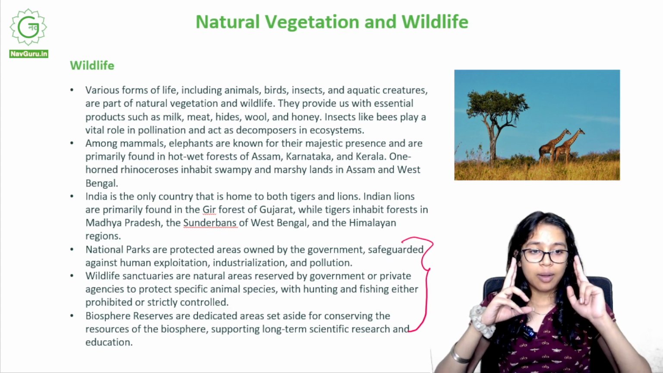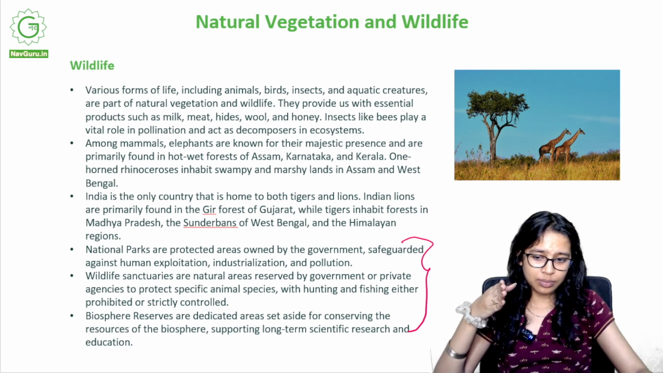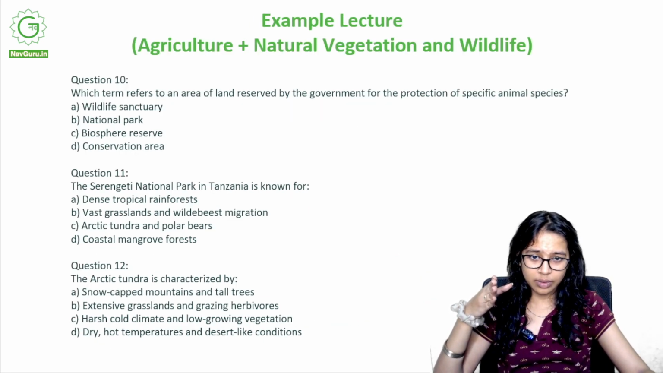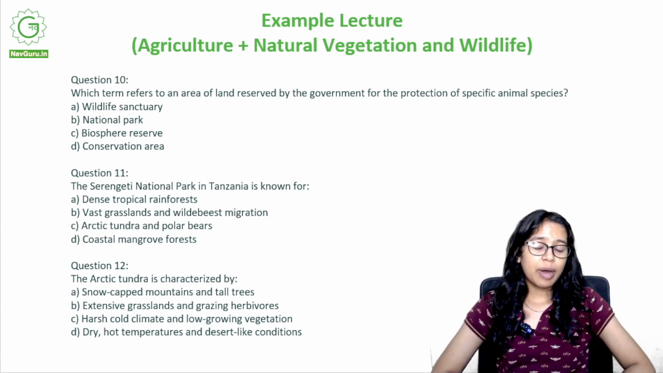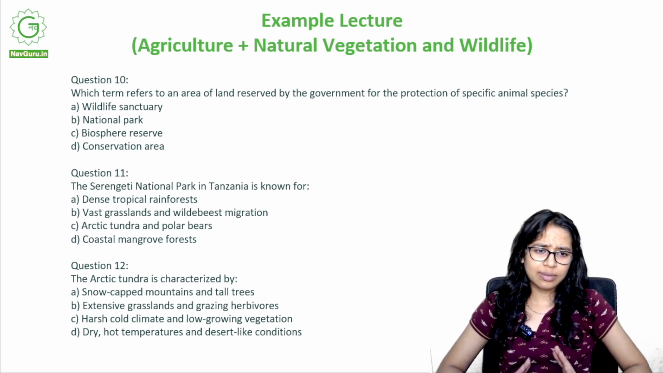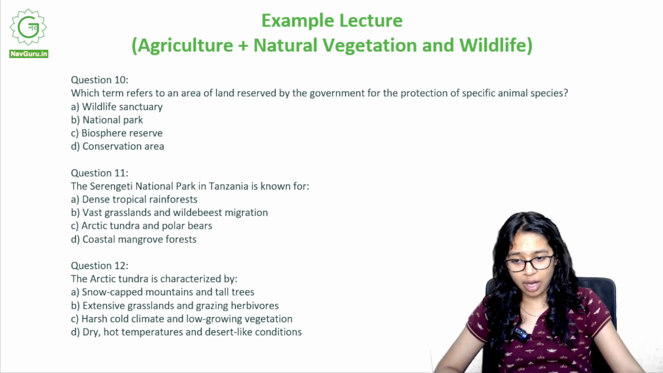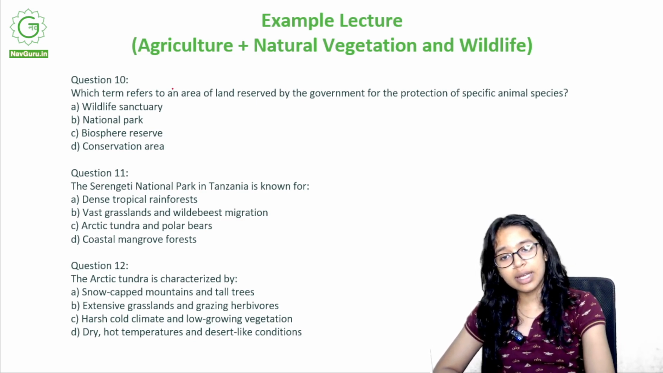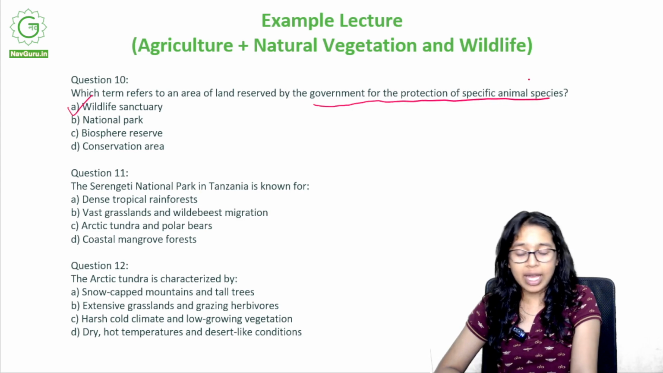Okay, look at this. At one point of time, a national park only had animals. Protection of specific animal species. A national park is an area which has species of animals as well as plants. But a wildlife sanctuary is an area primarily dominated by the need to protect the specific animal species which are around it. So the right answer in this case is A, wildlife sanctuary, because it is a land reserved by the government for protection of specific animal species.